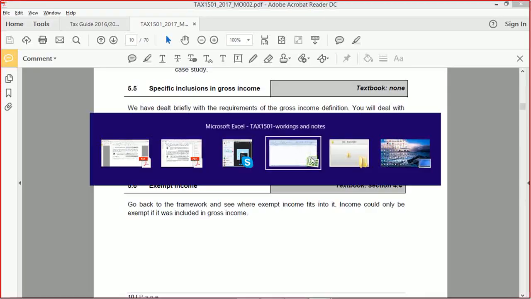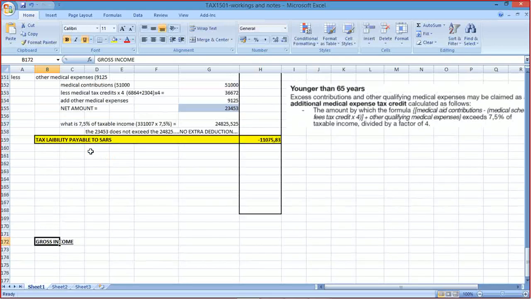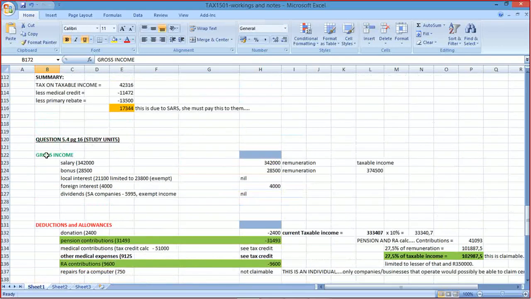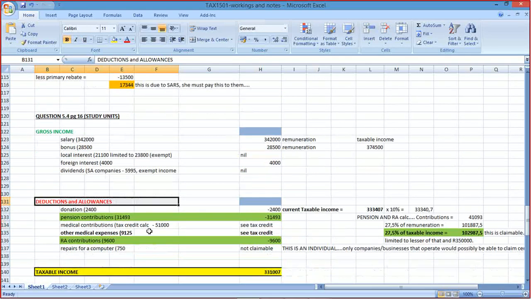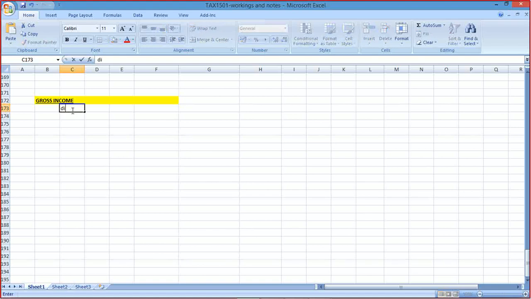For example, a dividend. We know that there is an exemption that applies to dividends, but even though there's an exemption, SARS still requires you to include the amount and then you show the exempt amount. So when you look at the gross income calculation, gross income is the top bit. Remember we looked at the format last time. We had gross income, less deductions and all of that.